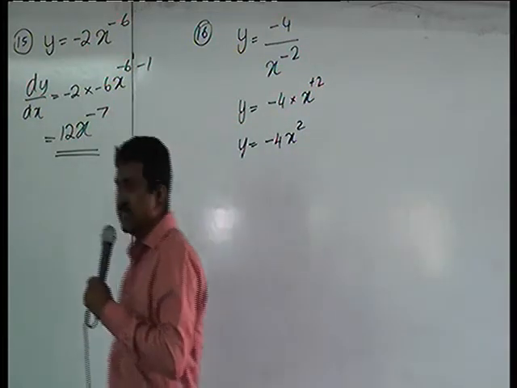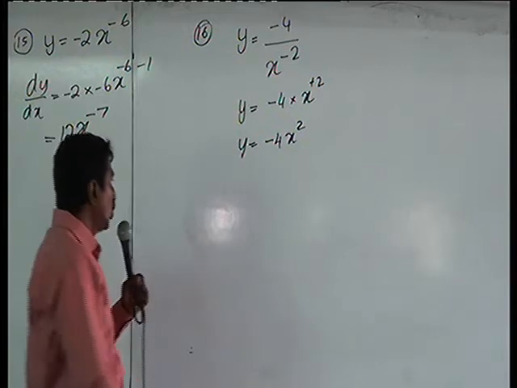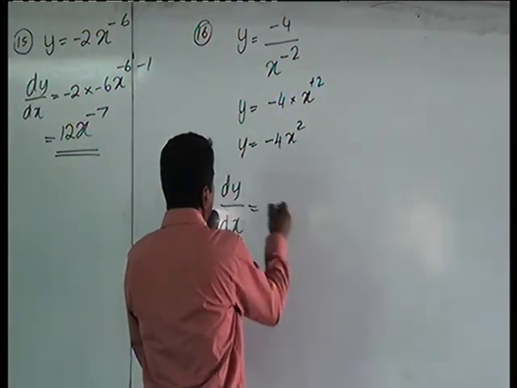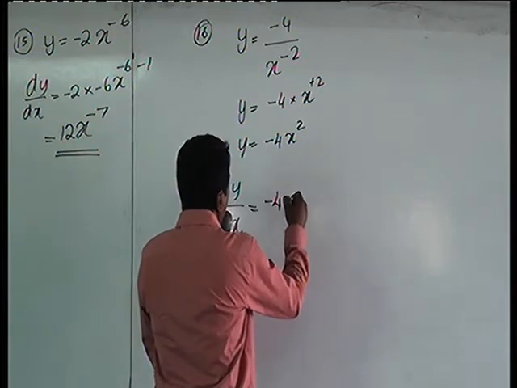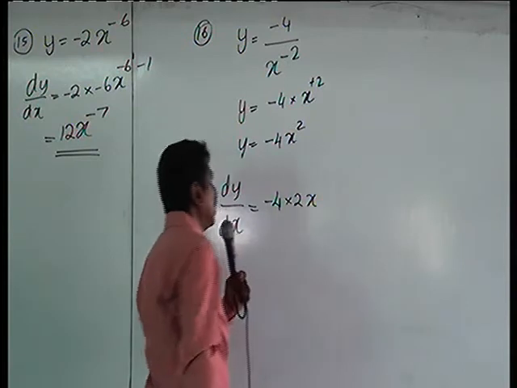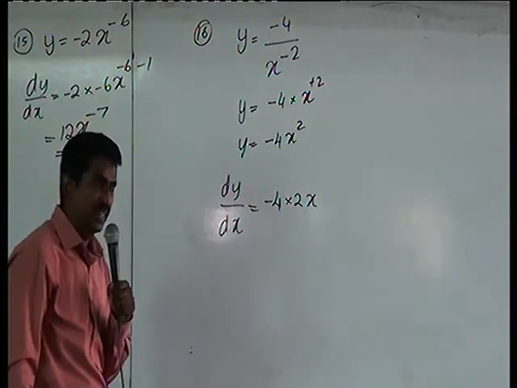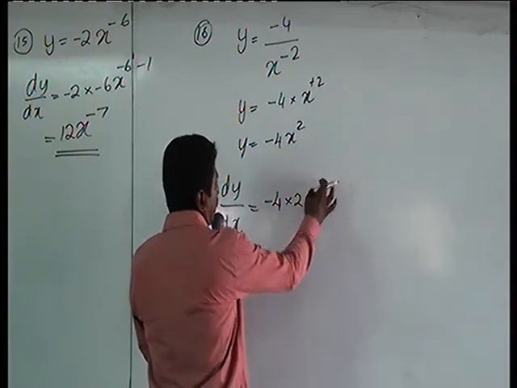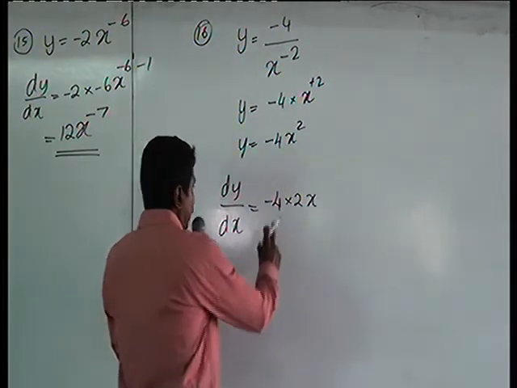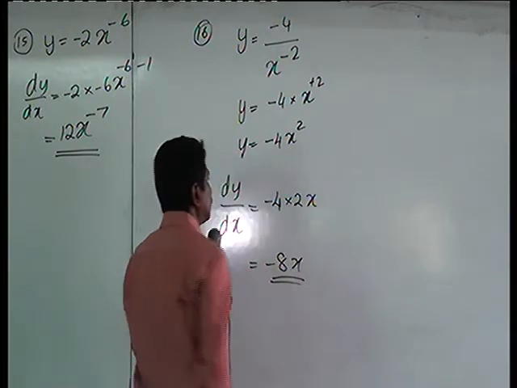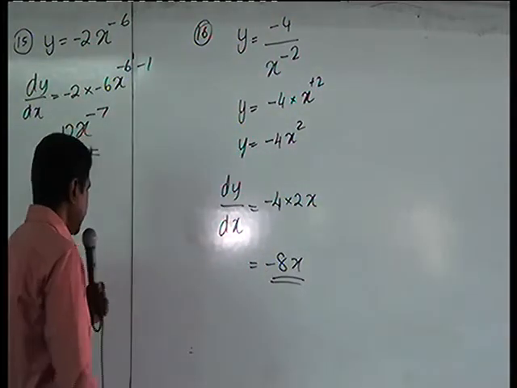Now we need to differentiate this one. Apply the rule. dy by dx equals minus 4 into 2x to the power 2 minus 1. I don't want to write 2 minus 1. 2 minus 1 is 1. So that is x to the power 1. I don't need to write 1. So here minus 4 into 2, minus 8x.